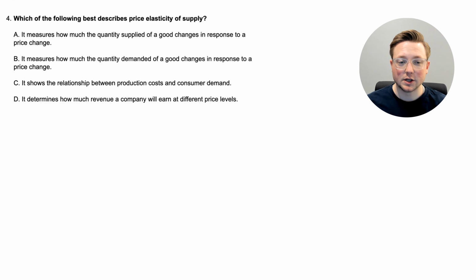All right, here we are at question 4. Which of the following best describes price elasticity of supply? Okay, so we learned a lot about elasticity in the previous question, but now we're talking about supply instead of demand. Let's walk through the options. Option A, it measures how much the quantity supplied of a good changes in response to a price change. Option B, it measures how much the quantity demanded of a good changes in response to a price change. Option C, it shows the relationship between production costs and consumer demand. Or option D, it determines how much revenue a company will earn at different price levels.